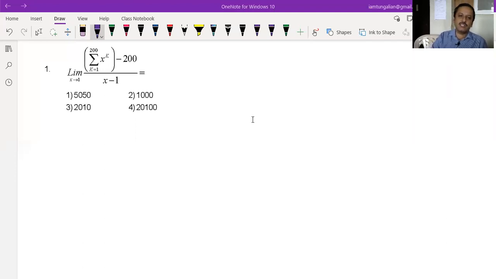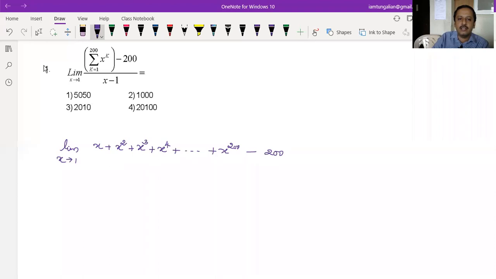Let's have a look at the first question, which is limit x tends to 1, summation k from 1 to 200 x power k minus 200, divided by x minus 1, is equal to. I can rewrite the given problem by putting values for k starting from 1 till 200. That will give you x to the power 1, which is x, plus x square, plus x cube, plus x power 4, etc. till x to the power 200.